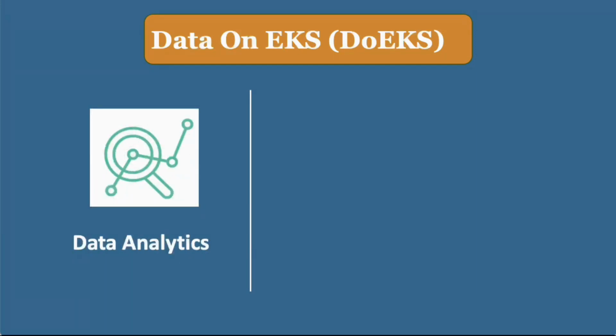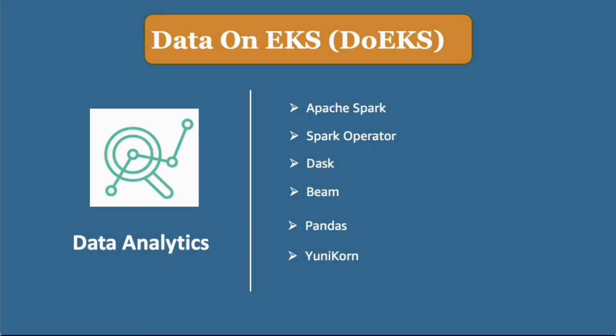One more workload is data analytics. In this case, there are popular open source frameworks such as Apache Spark. To use that, we have the Spark operator deployed in Kubernetes to submit the Spark jobs and run the driver and executor pods. Apart from Spark, there are also other popular frameworks like Dask, Beam, and Pandas. Then there are schedulers for custom scheduling, like batch scheduling options Unicorn and Volcano, available as well.